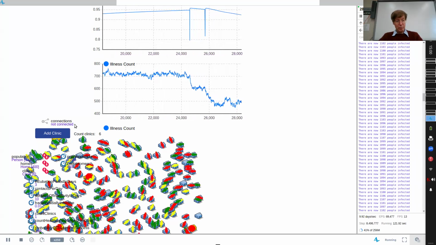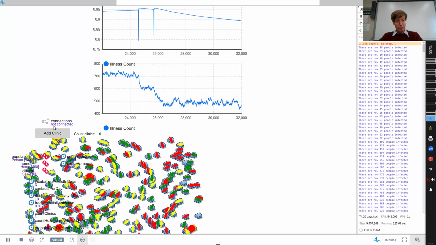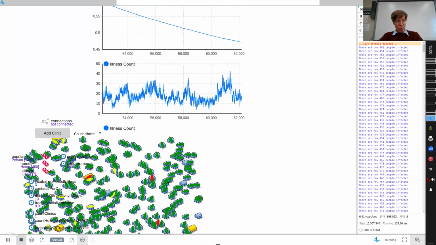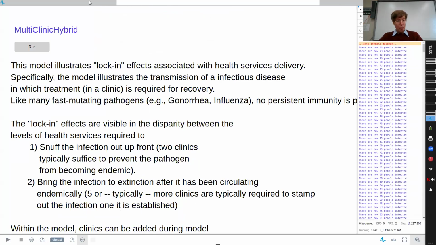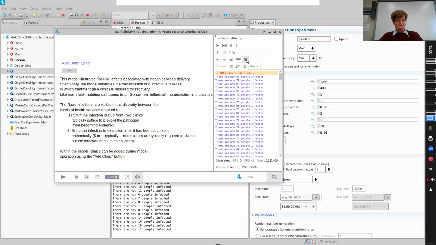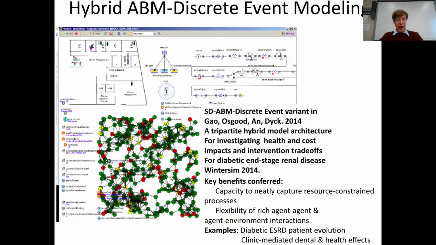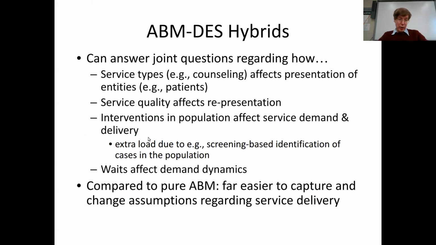Here's with 6. If we bring 7, though, to bear, then we can drive it down. 7 versus perhaps 2, maybe 3. Clinics will stop it. Here we have an interaction of a service delivery articulated with the language of discrete event simulation together with the spread of infection in the population. So here we can answer joint questions regarding service types, availability of resources, the placement of those resources, service quality and its impact on population-wide dynamics.